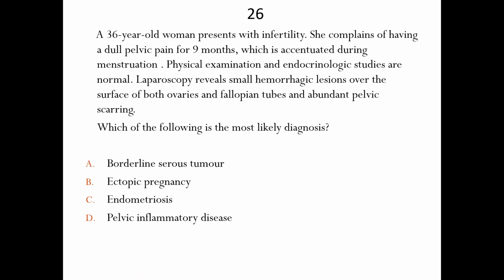A 36-year-old woman presents with infertility. She complains of having a dull pelvic pain for 9 months, which is accentuated during menstruation. Physical examination and endocrinology studies are normal. Laparoscopy reveals small hemorrhagic lesion over the surface of both ovaries and fallopian tube and abundant pelvic scarring. So all this story, the student should be able to appreciate; that's what clinical orientation helps. Which of the following is the most likely diagnosis? So this is endometriosis, this would be covered.